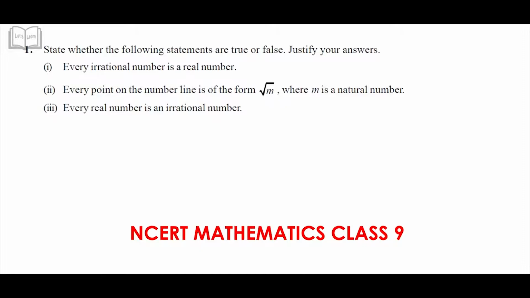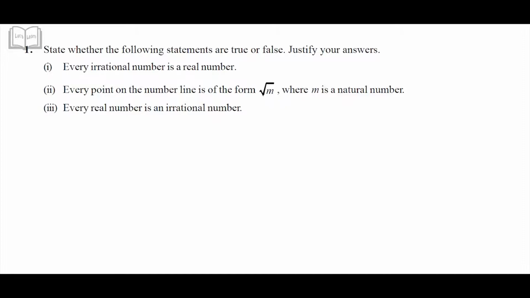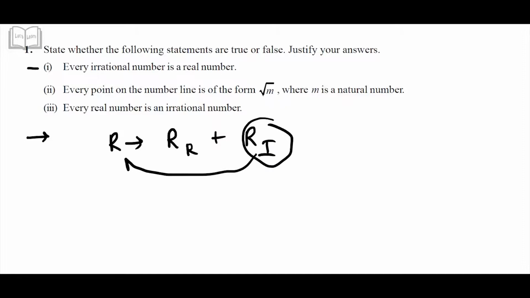Problem 1 is a true and false question. It starts like this: every irrational number is a real number. So what do you think? Every irrational number is a real number. Now a real number is made up of rational and irrational numbers. So this statement is true because every irrational number falls under the domain of real numbers.